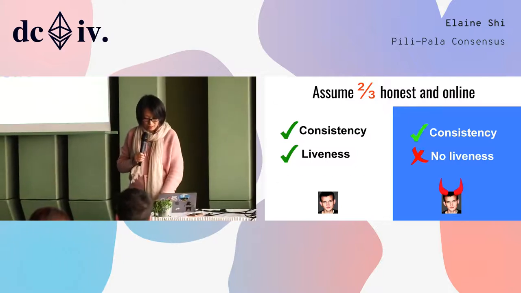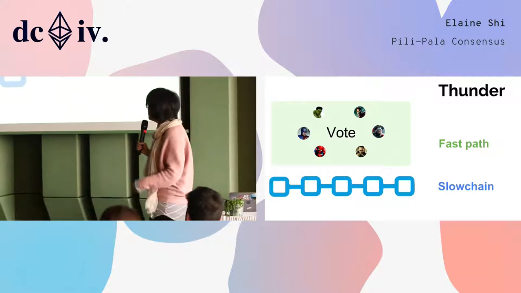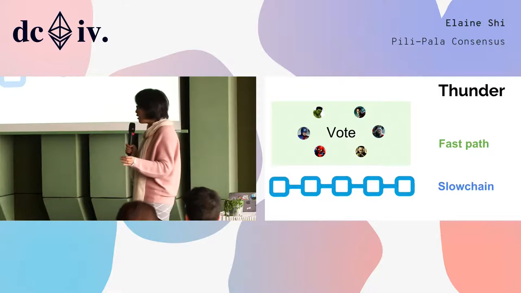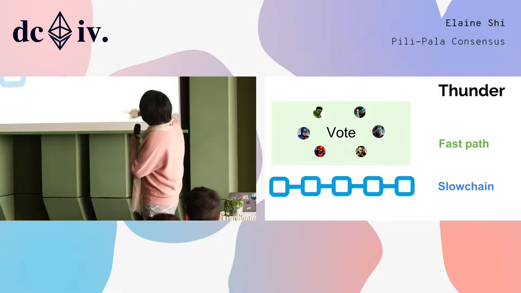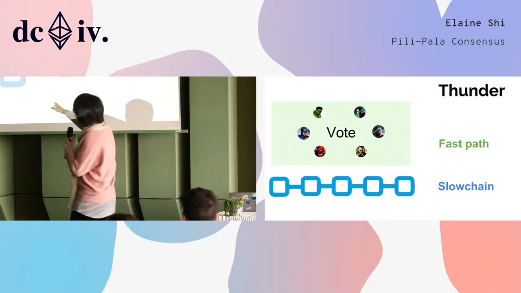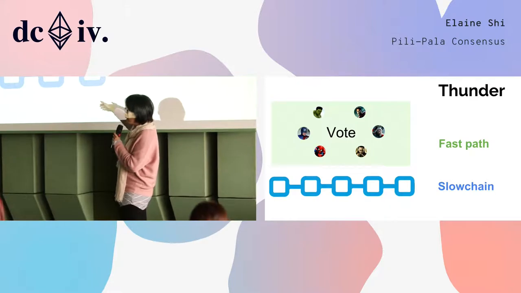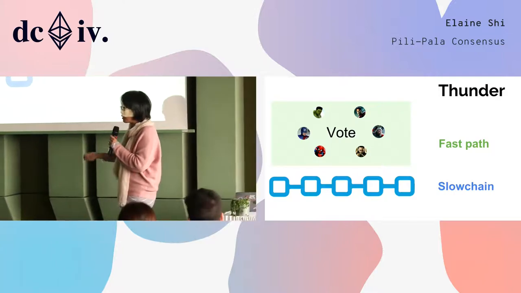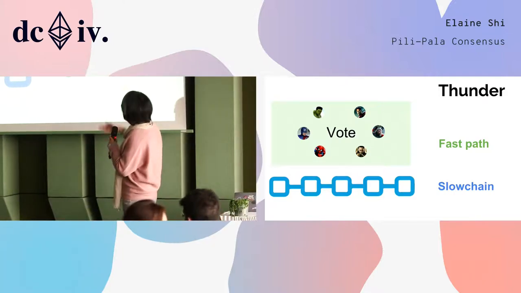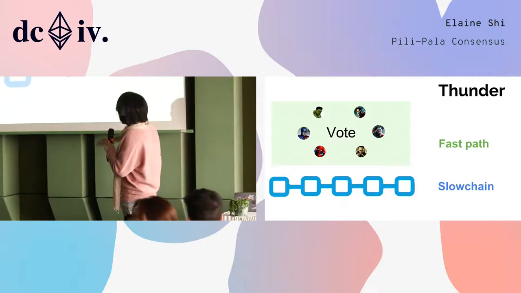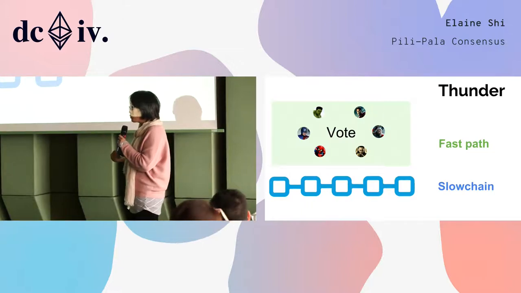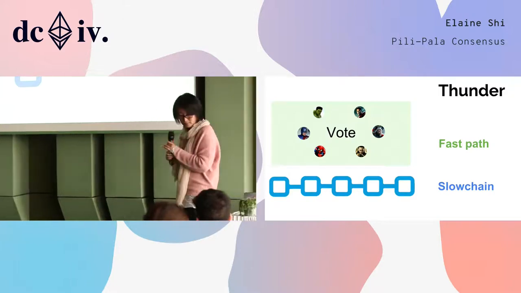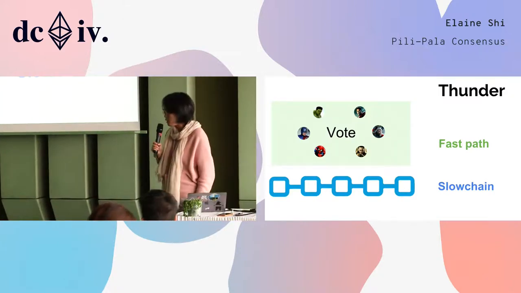Before I talk about Pala, I want to quickly mention the approach used by the previous version of the Thunder protocol. In the previous version of the Thunder protocol, the idea is that we have the fast path and the slow chain. The slow chain is basically, think of it as Ethereum or Bitcoin, but it can also be a proof-of-stake slow chain. On the fast path, we run this voting-based protocol, like I just explained. But when the proposer crashes and the fast path doesn't have liveness, we fall back to the slow chain, and we use the slow chain to resolve the problem and to re-elect the next proposer. And then you can rebootstrap the fast path.